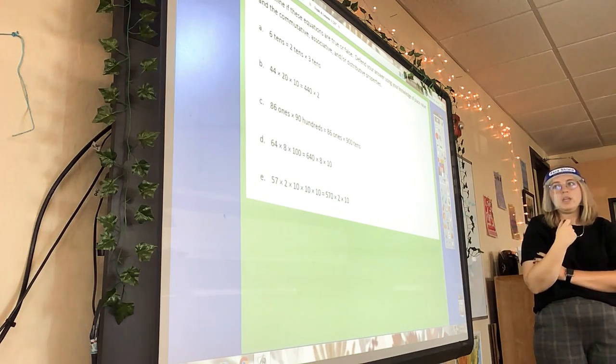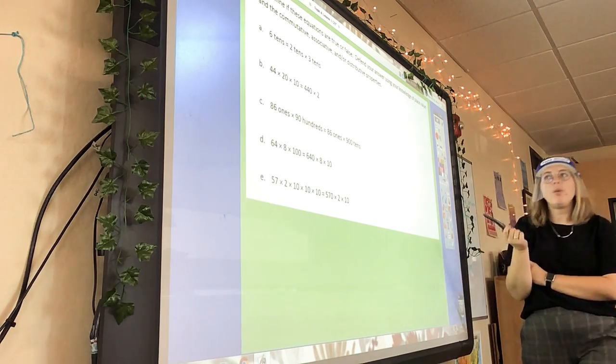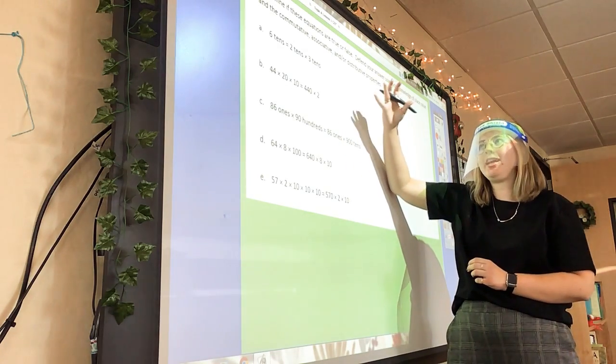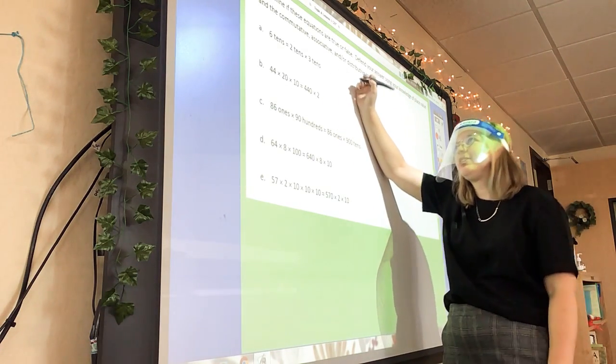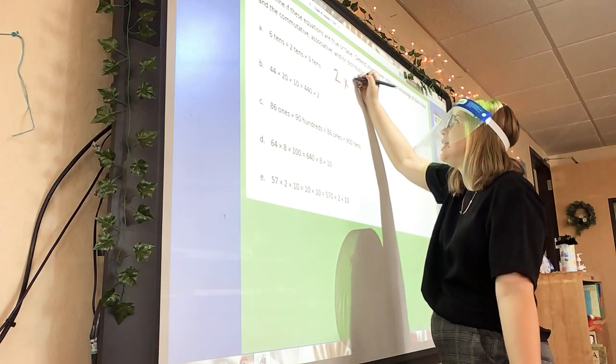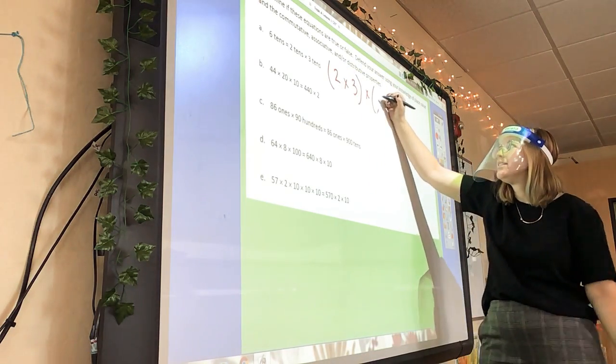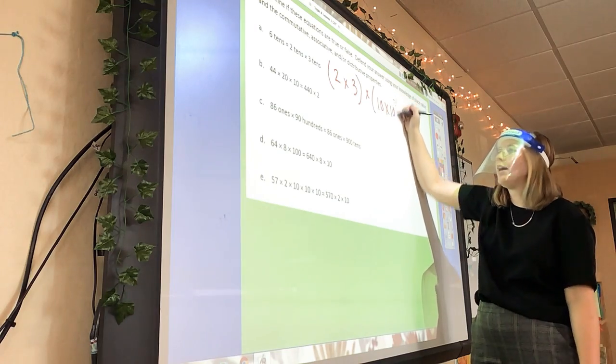That's fine. But if it is false, I want you to write what it actually equals. So, for example, let's do A together. 2 tens times 3 tens. If we break it apart, right? 2 times 3 times tens times tens, right?